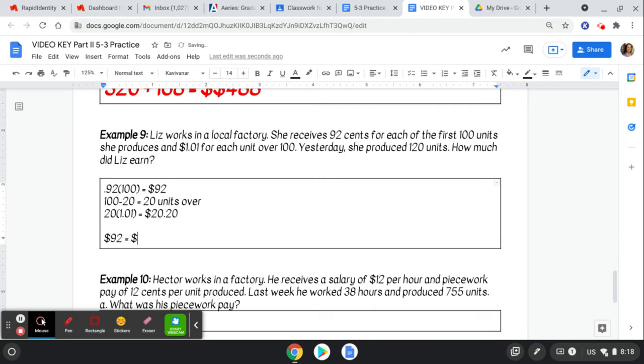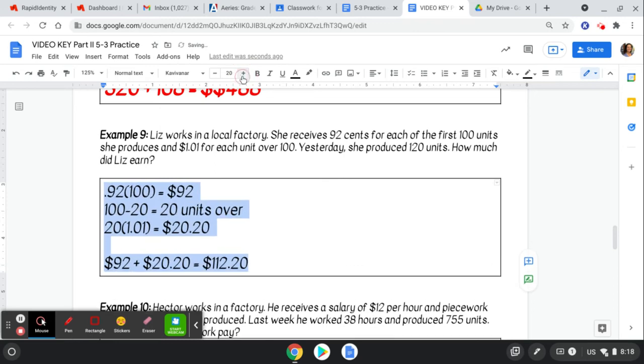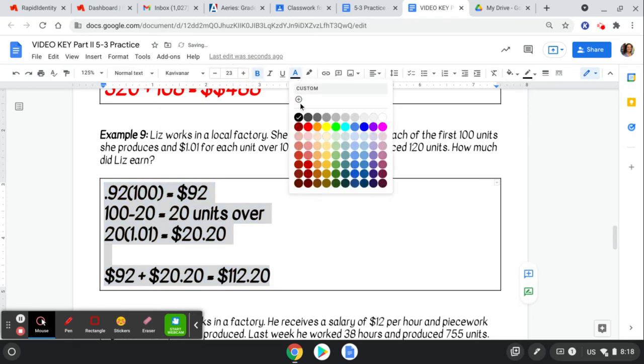So now add that together. $92 plus the $20.20. And let's get her total amount for one day. $112.20. Okay, what do you think for one day of work? Is that good or bad? $112.